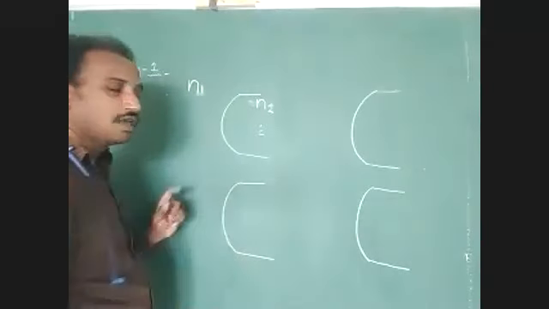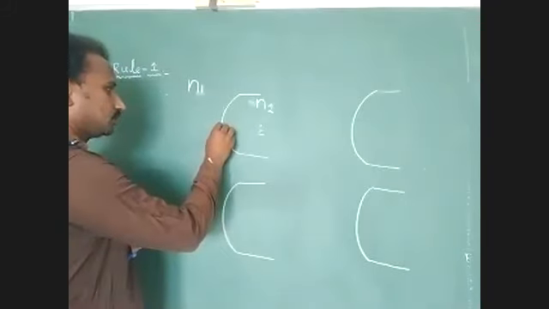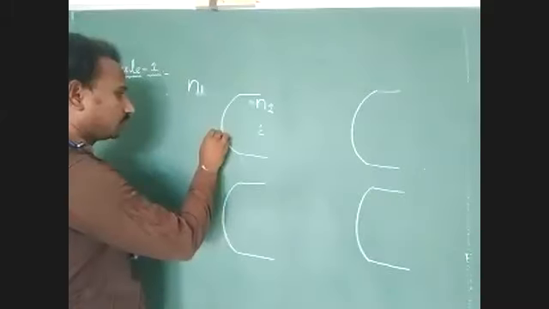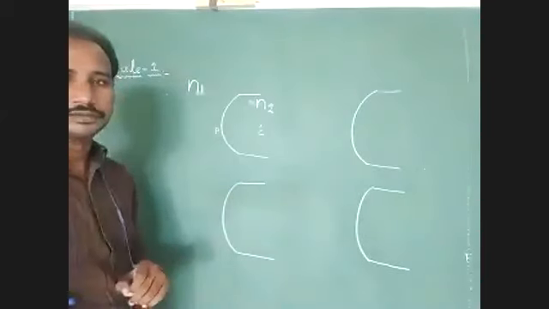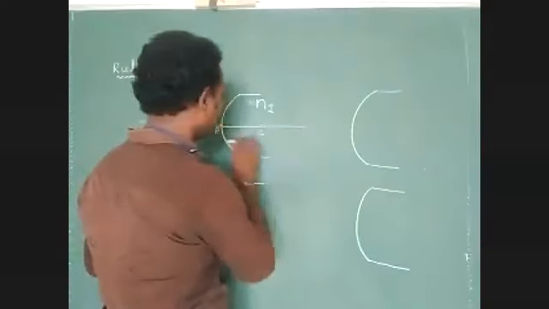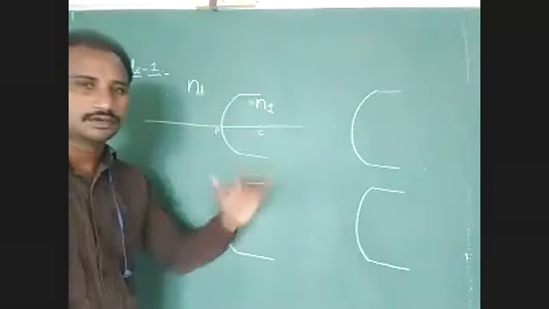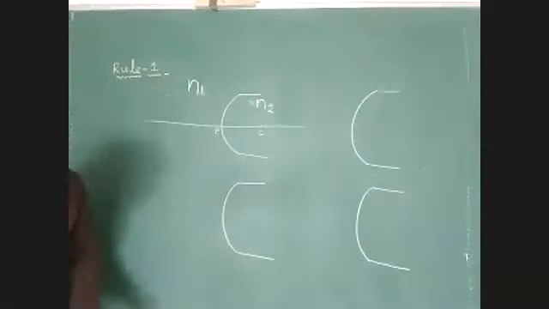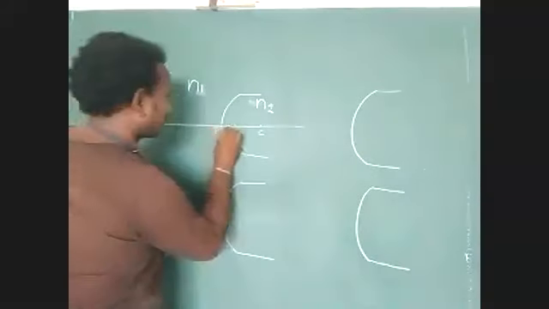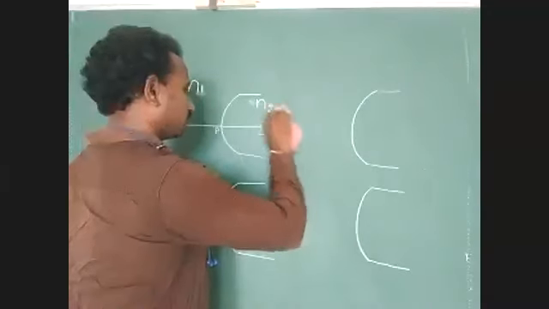Next, we have to imagine one reference line. First, we identify the midpoint of this curved surface, the pole P. Draw one reference line. This reference line is passing through the pole and center of curvature. Just identify the straight line through the pole and center of curvature.